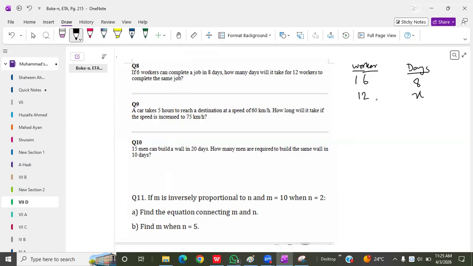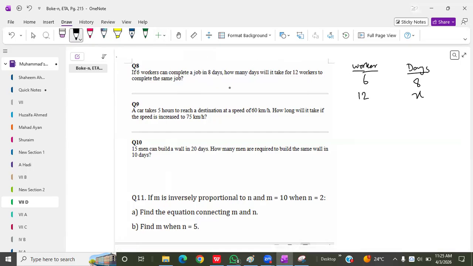So first we have to decide whether it is directly proportional. There will be six workers. Yes, it is six workers. I am not asking the answer, I am asking whether it is directly proportional. Here I am telling you there are not 16 workers, there are 6 workers in the question.